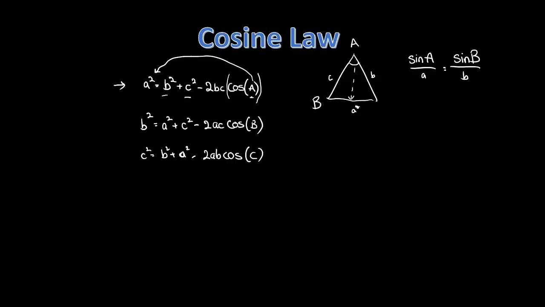And then from that, I can add A and B together, subtract it from 180, and I'll find my angle C. So using sine law and cosine law together, it is very easy to find out what the sides and the angles of any triangle can be.